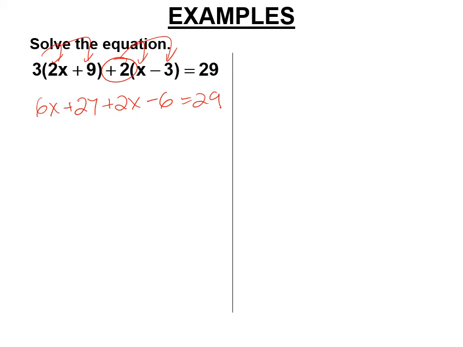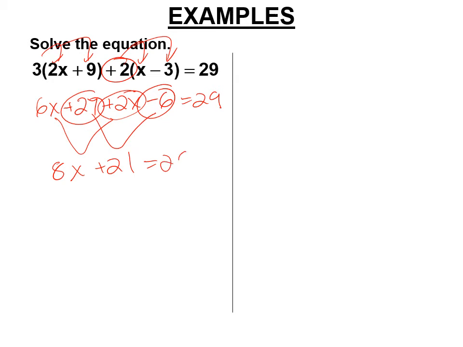We've gotten rid of our parentheses, and look what that lets us do. It lets us combine like terms. 8x, 27 minus 6, 21. There's our two-step equation, right? That's our goal, because we get that two-step equation, and then everything should be almost automatic because you solve so many two-step equations.